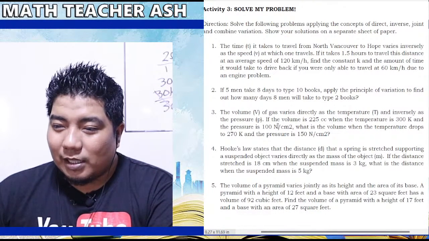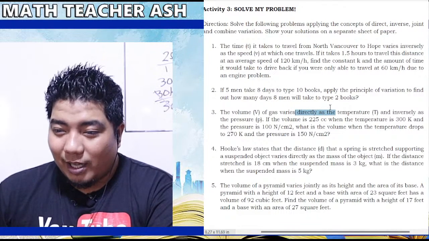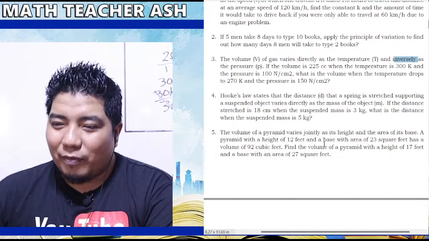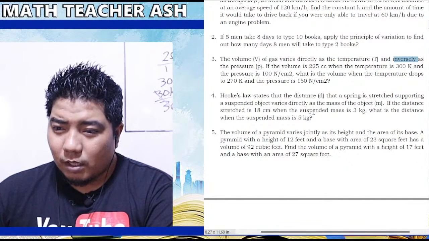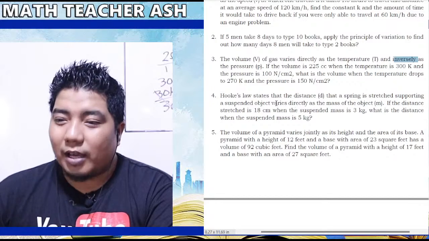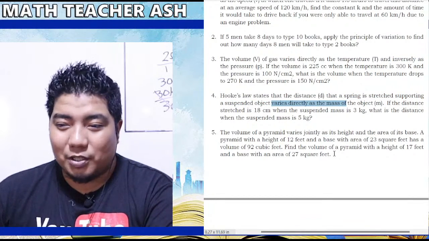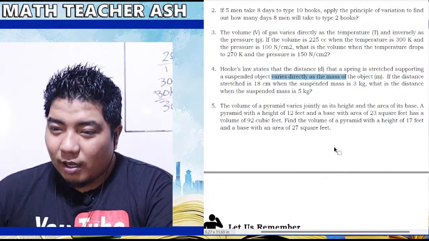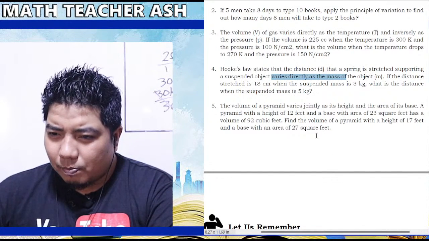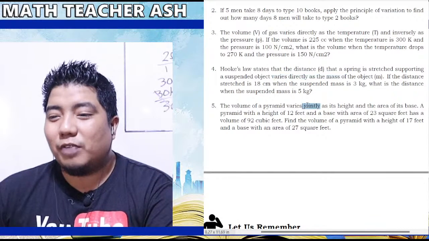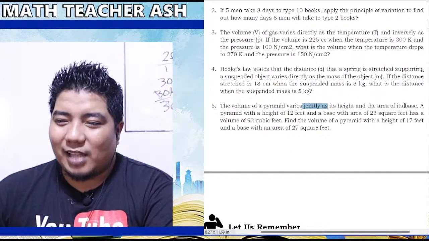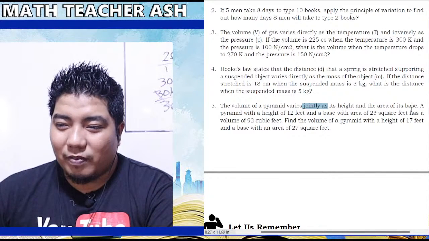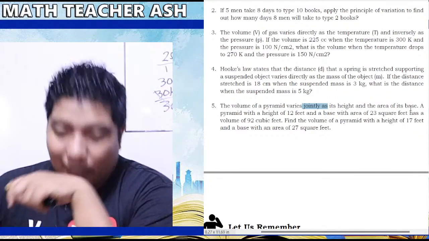Ito naman number 3, this is combined because we have here varies directly and inversely. Okay. Number 4, we have here varies directly as the mass, blah, blah, blah. Okay, direct variation lang ito. We have D and M. For number 5, we have, what's this? Height, joint, okay, joint variation. So, varies jointly as the height and the area. So, the volume, V, the height, H, the area of its base, B. Alright. So, ganun lang kadali.